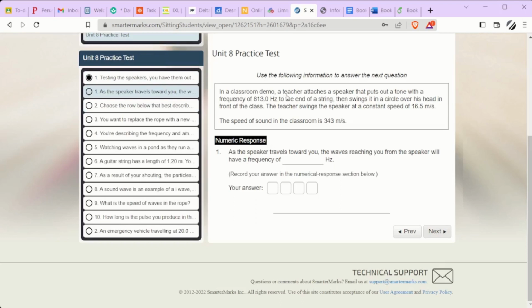Next up, in a classroom demo, a teacher attaches a speaker that puts out a tone with a frequency of 813 Hz to the end of a string, and then swings it in a circle over his head at a constant speed of 16.5 meters per second. Speed of sound in the classroom is 343. As it travels towards you, wavelengths get shorter, frequency gets higher.